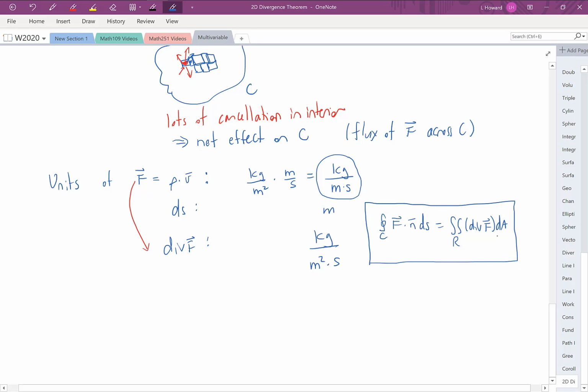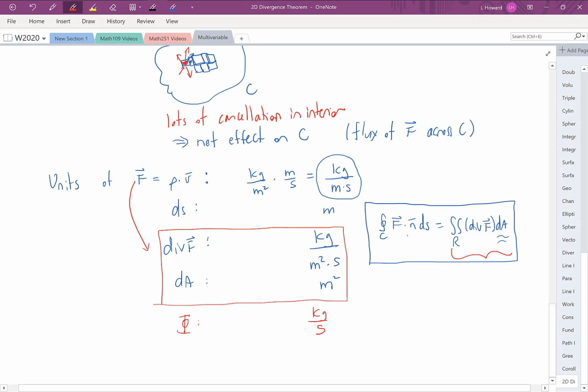Continuing with our units on the right side, units of dA is going to be meters squared. So on the right side, we're multiplying units for divergence times the units for dA. Multiplying those together, we would have kilograms per second. So the units for flux are kilograms per second, and let's confirm that's consistent with what we're seeing on the left side. Units for F would be kilograms per meter second, multiplied by units for ds, meters. Sure enough, we have kilograms per second.